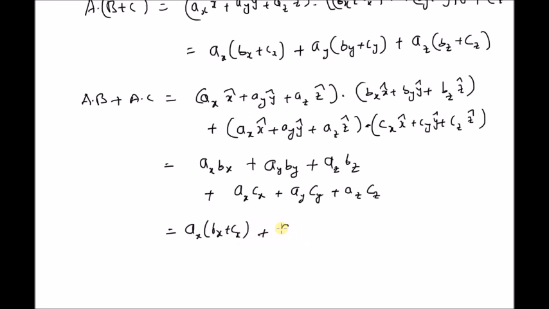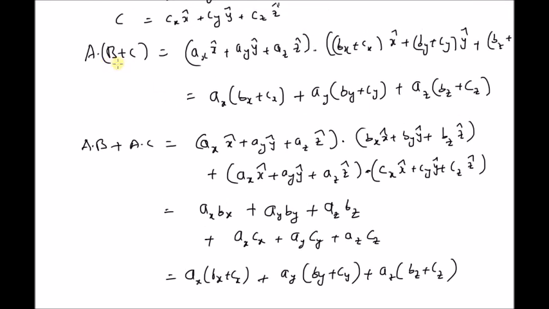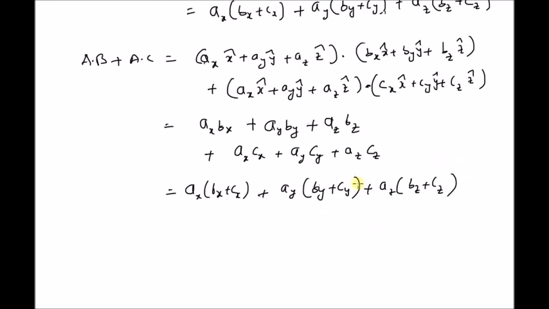Now rewriting this sum, we have ax into (bx plus cx) plus ay into (by plus cy) plus az into (bz plus cz), which is the same as the dot product of A with the vector B plus C, that is this term. Therefore the dot product is distributive over the sum. That is, A dot (B plus C) is equal to A dot B plus A dot C.